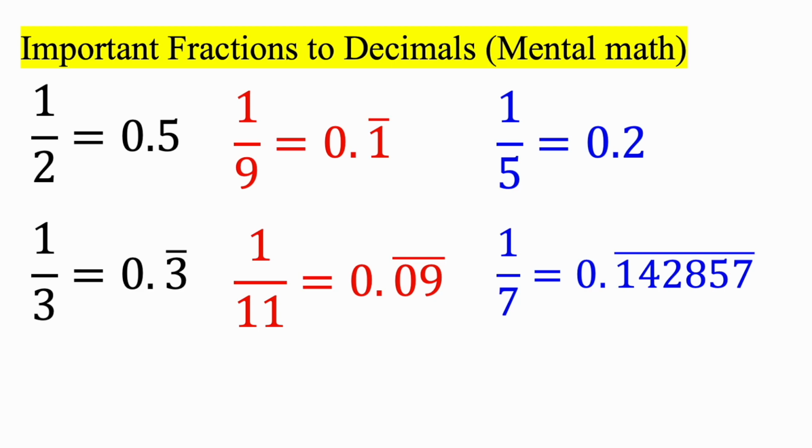In this video, we're going to go over key fractions to decimals, and then we're going to solve problems. So 1/2 is 0.5, 1 over 9 is going to be 0.1111 repeating, 1/5 is 0.2, 1/3 is going to be 0.3333 repeating, and 1 over 11 is going to be 0.090909, and then 1/7, that's a hard one.